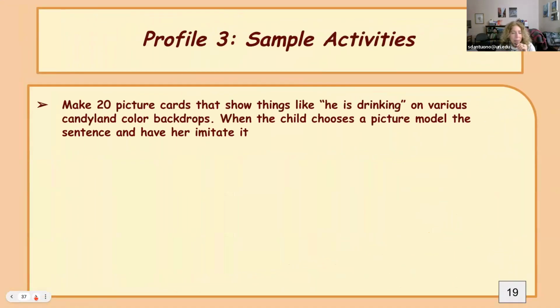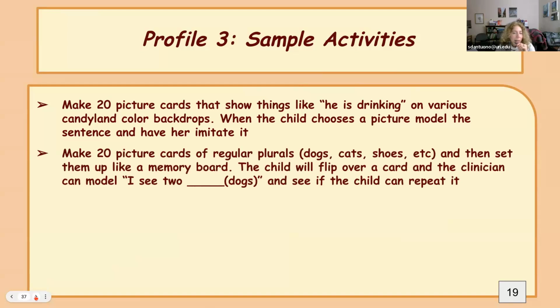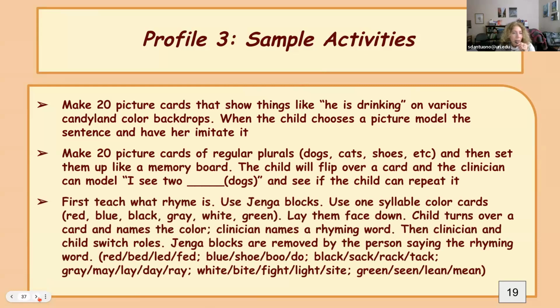And here's sample activities, picture cards again that show things like he is drinking on various Candyland color backdrops. When the child chooses a picture, model the sentence and have him or her imitate it. Again, you can have more picture cards with regular plurals like dogs, cats, shoes, and then set them up like a memory board. And the child can flip over a card and the clinician can model, I see two dogs, right? Trying to see if the kid can say the plural.